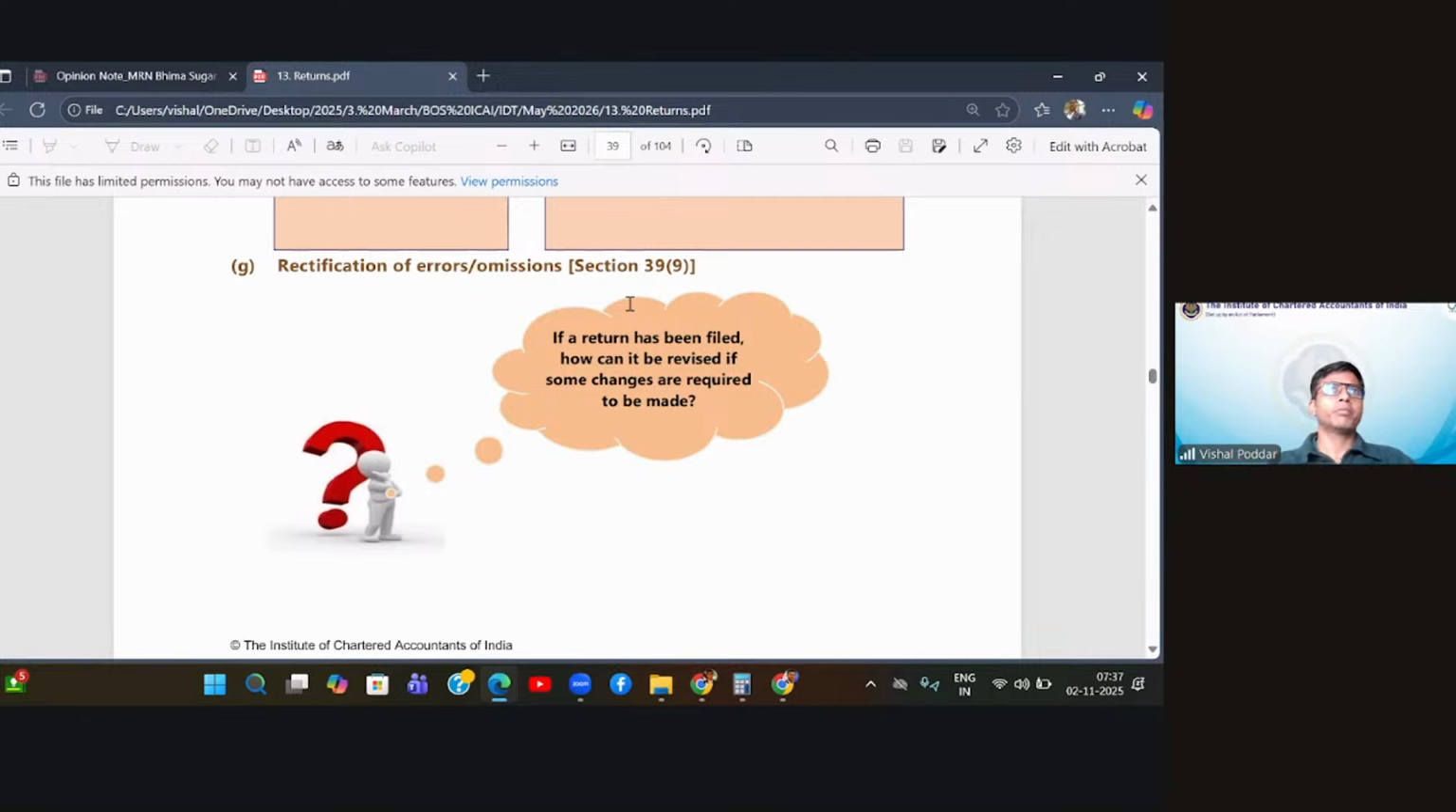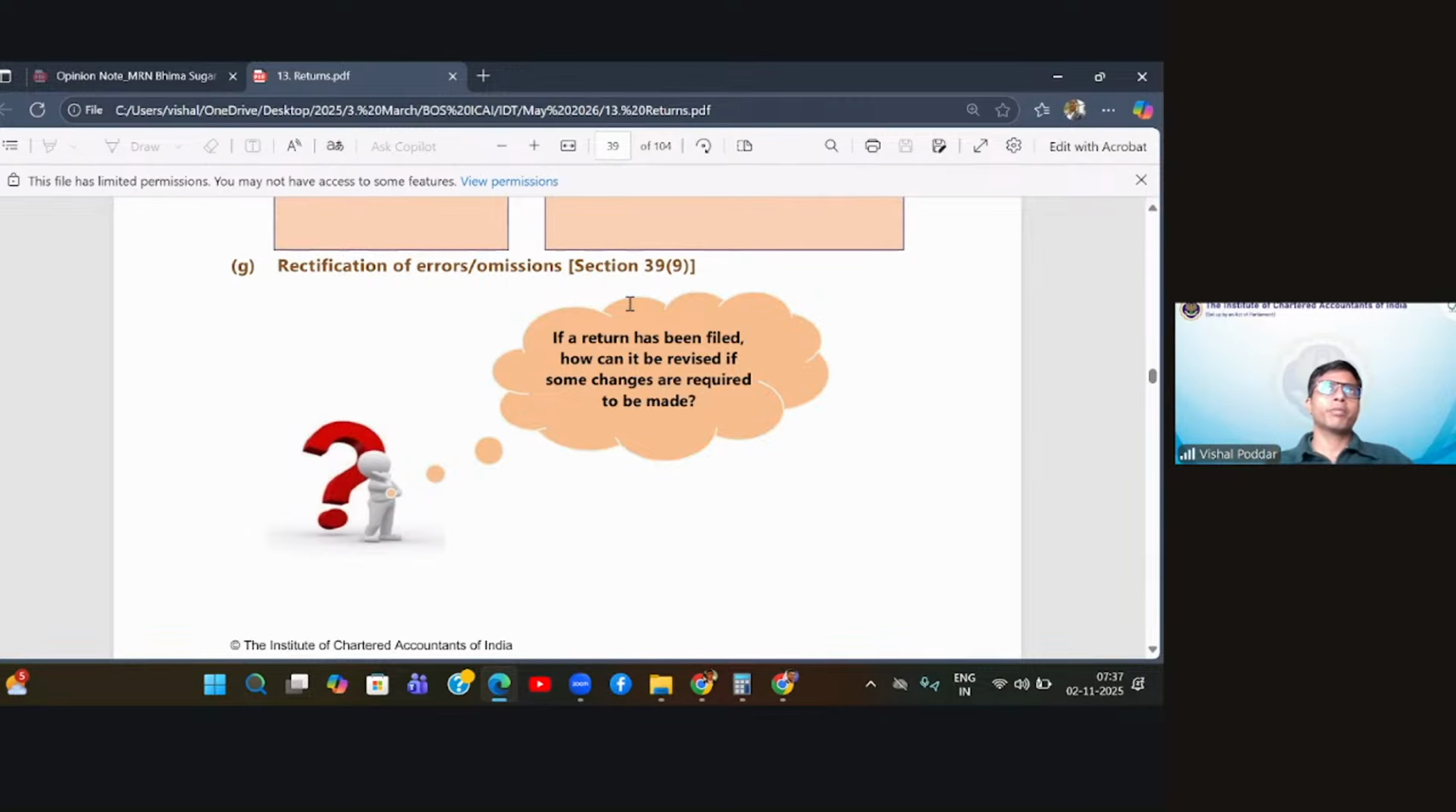Like how in case of income tax, we have the option of rectifying our return by filing the rectified return. There is no such option in this. There is no option of revising. Now, then what is this point rectification of errors? So if some errors have crept in GSTR1 or 3B, the law allows you to correct the errors in the next month's GSTR1 and 3B.